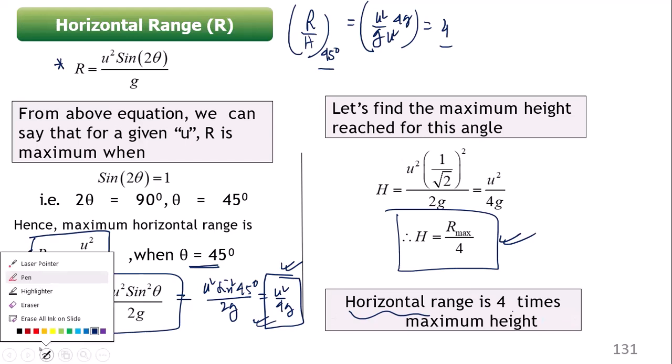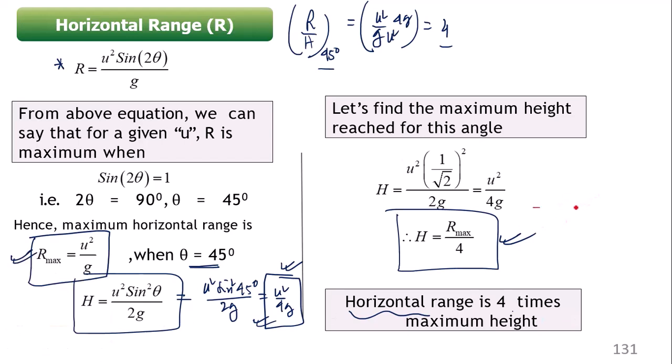So that means if I project a particle, let us say at point A with a value of U at an angle of 45 degrees, then by seeing this angle I know that the range is going to be maximum. Now if I say this range is, let us say, 100 meter.